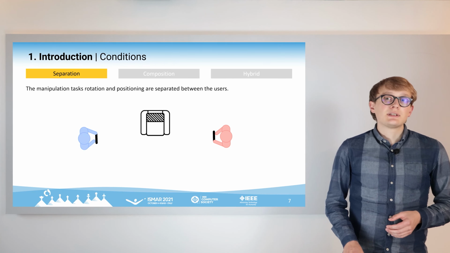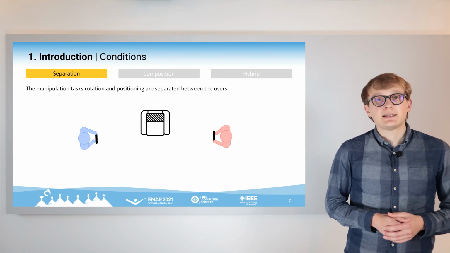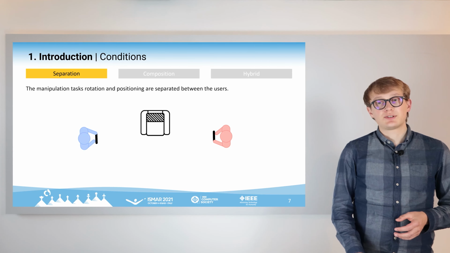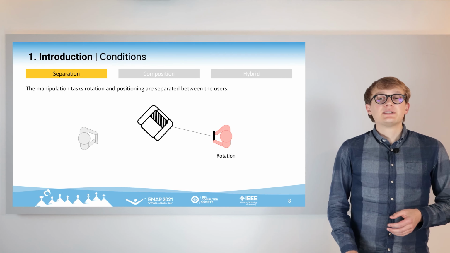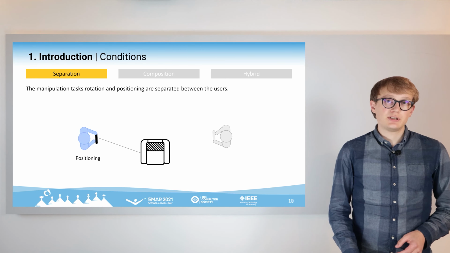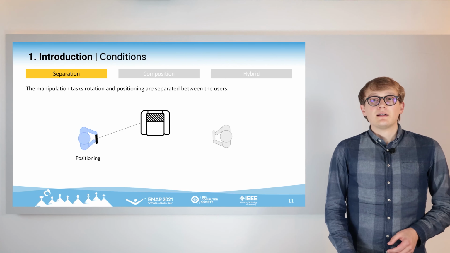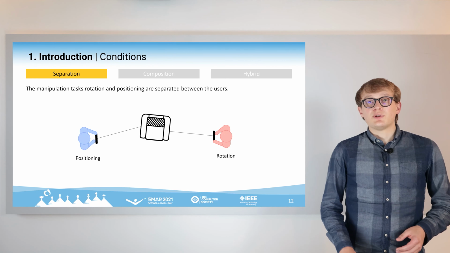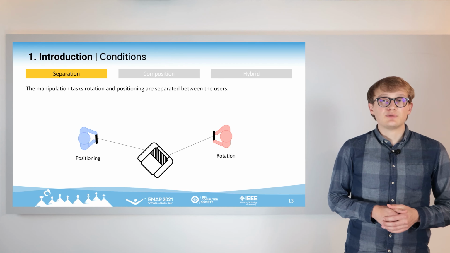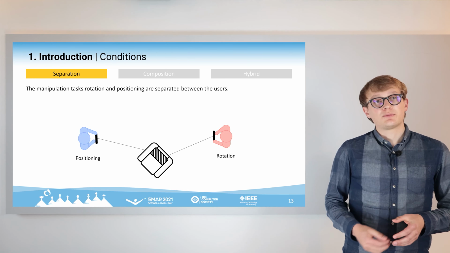The first one, separation, solves the conflict by separating the manipulation tasks, rotation and positioning, between the users. This means while one user rotates the object, the other one can only position it. And of course, this also works simultaneously since users are manipulating mutually exclusive degrees of freedom of the object.